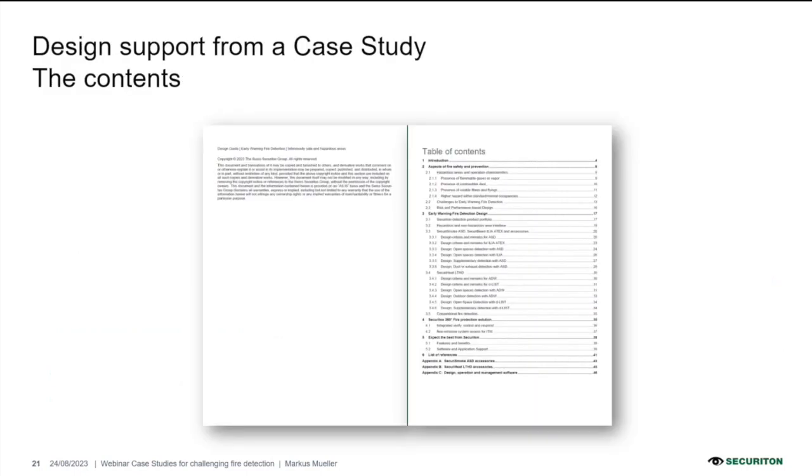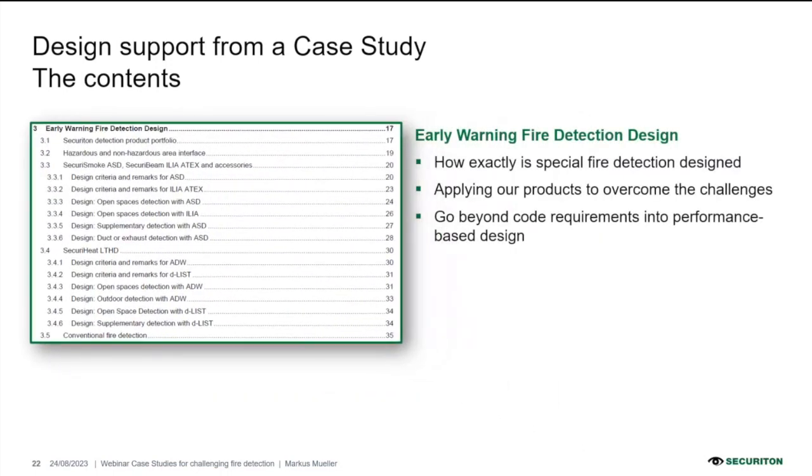If we then go back to the table of contents and focus on chapter 3, this is now where, if you remember the fire detector guide I showed you at the beginning, this here is the core chapter of the guide where we explain how to design fire protection solutions with the product most suitable, which you found in the fire detector guide, to overcome these challenges. But again, we also go beyond that into risk and performance-based design.